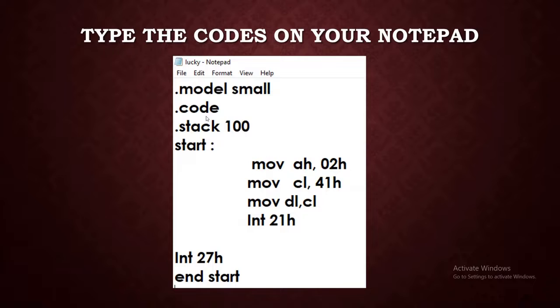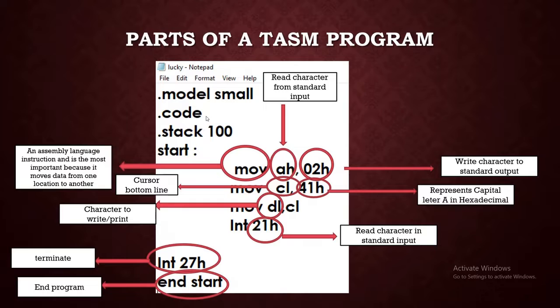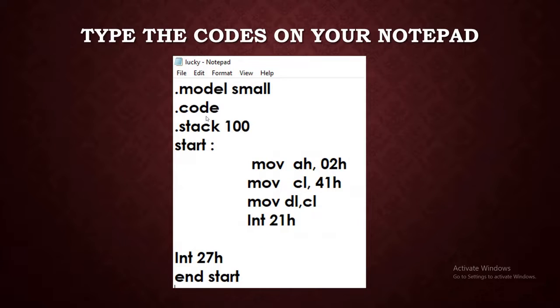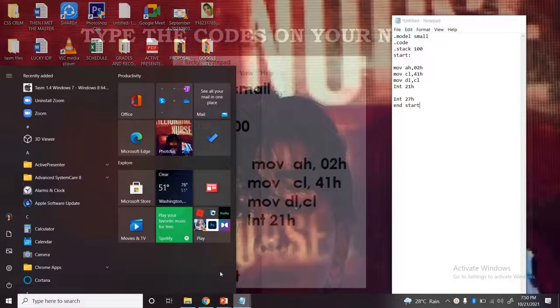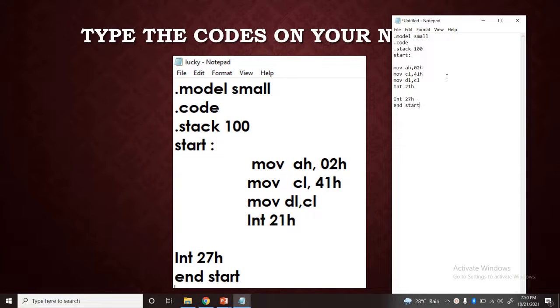Okay, so those are the different types. We also have here an example that was given, that was being explained here on the different parts of a TASM program. It is an example that we need to type. I already typed the code for this one. It's here.